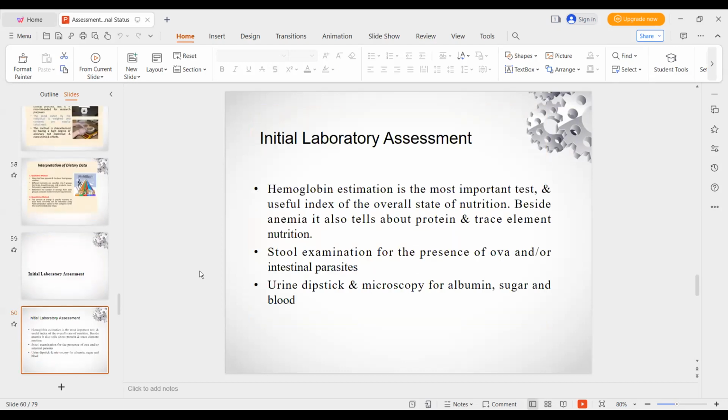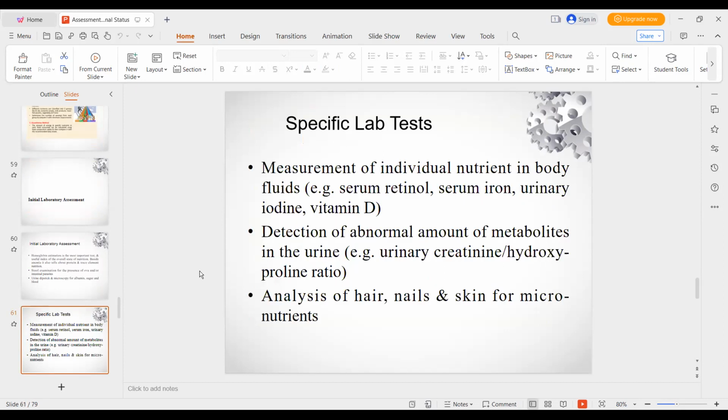Hemoglobin estimate is the most important test and useful index of the overall state of nutrition. Besides anemia, it also tells about protein and trace element nutrition. Stool examination for presence of ova and intestinal parasite. Urine dipstick and microscopy for albumin, sugar and blood.